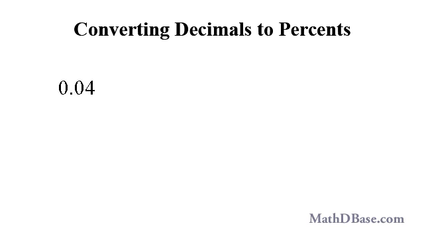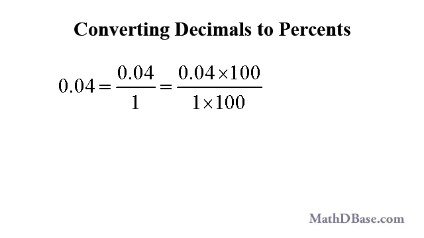For example, converting 0.04 to a percent, rewrite it as a fraction with denominator 1, then multiply top and bottom by 100. In both cases, the decimal point will move to the right 2 places, and we will have 4.0 over 100, or 4%. Since the fraction has been multiplied and divided by the same number, 100, the value of the fraction has not been changed.